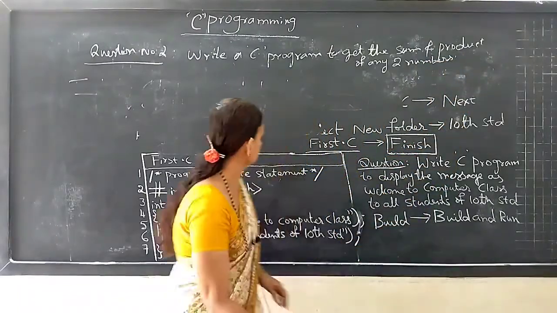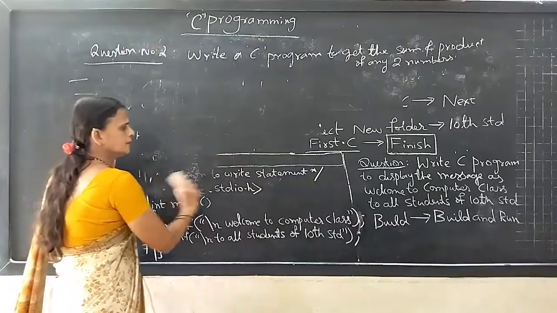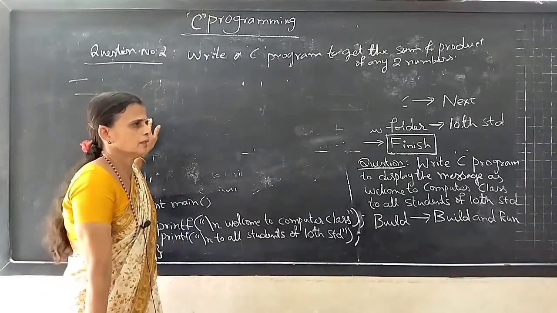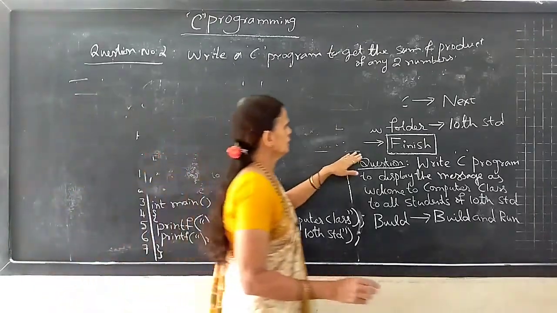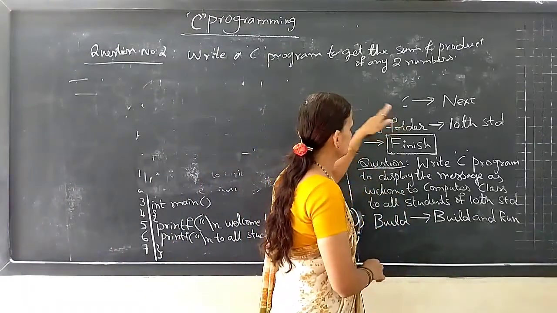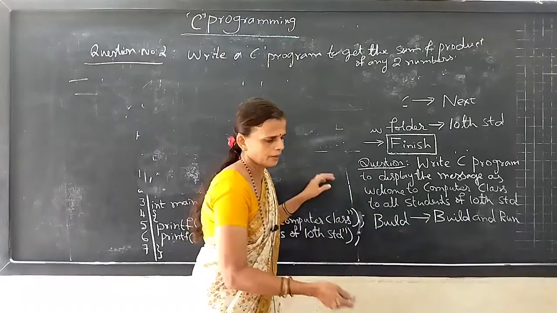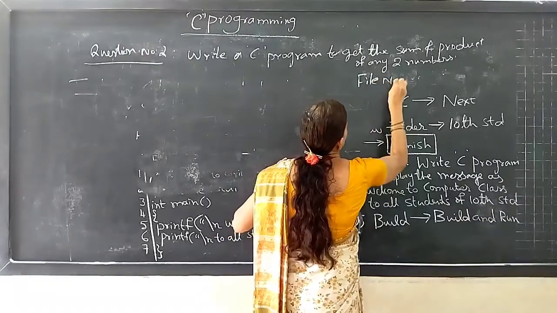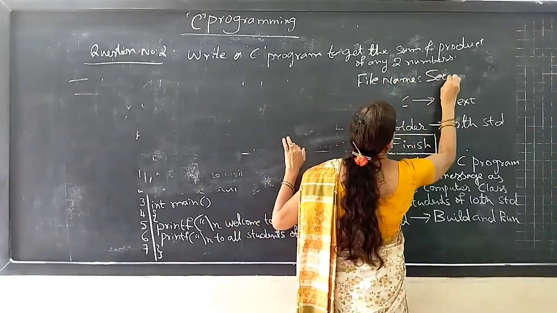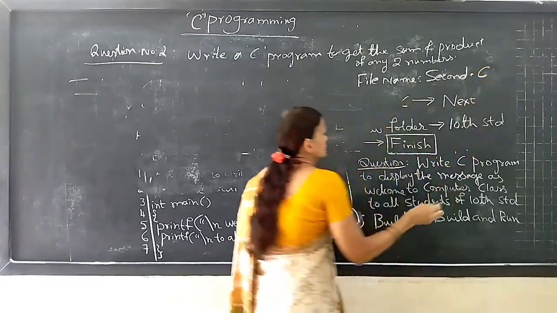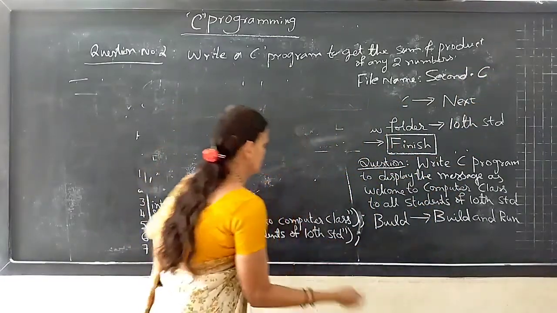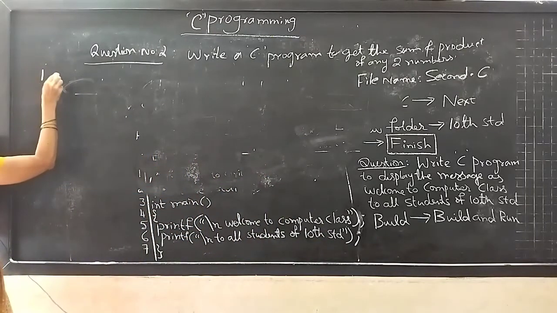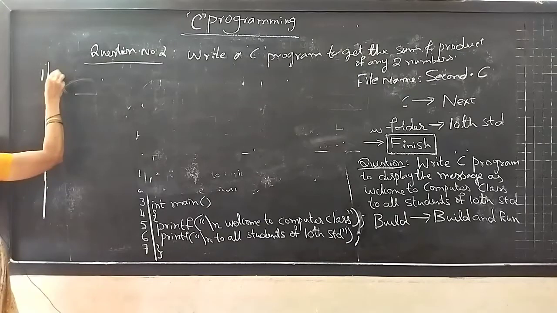Okay, how to start? Again you have to go to File and give the file name, same procedure as I wrote before. You will give the file name as second.c. Now, as I told before, you will get a space for writing here. So, first step is to write the comment entry. What is that?